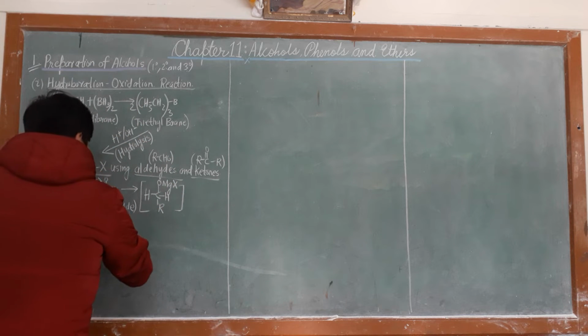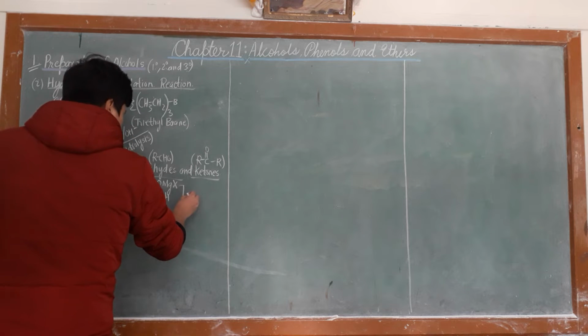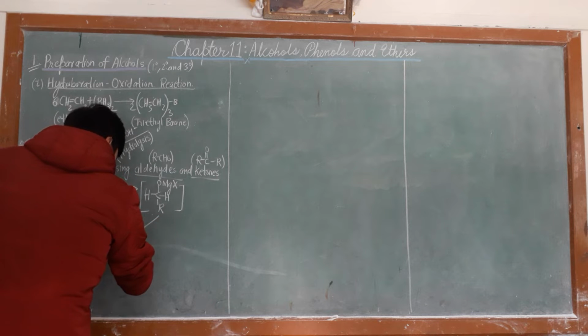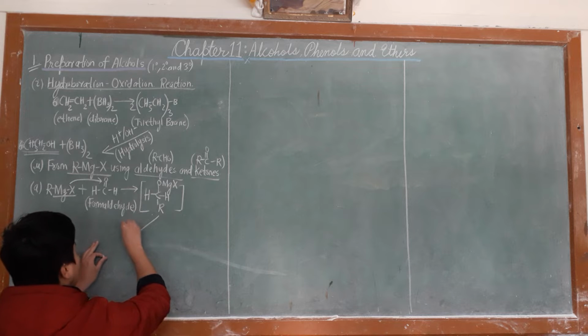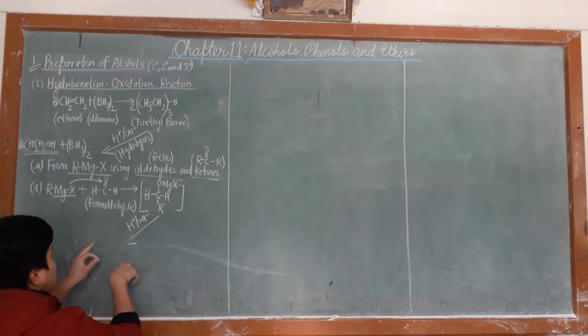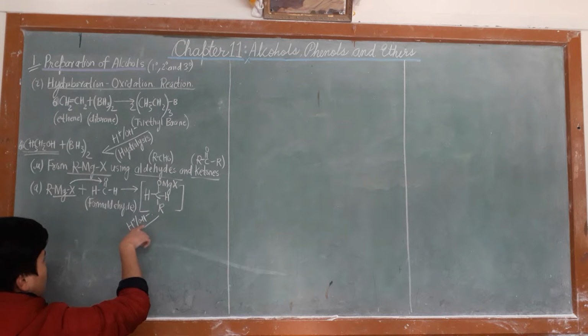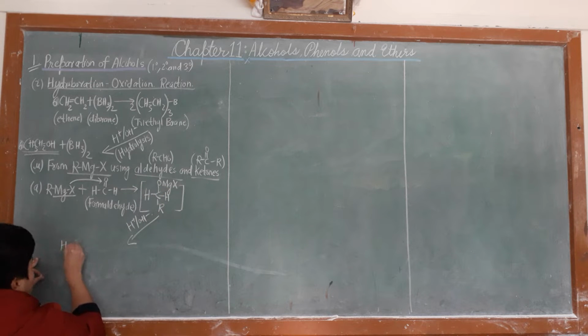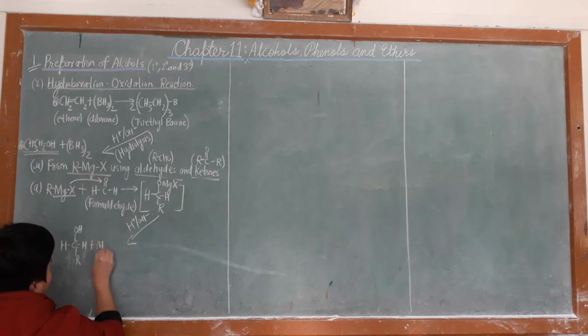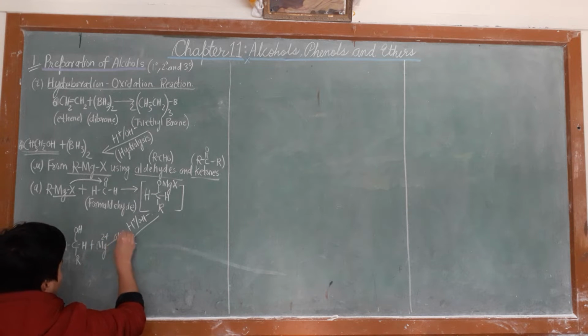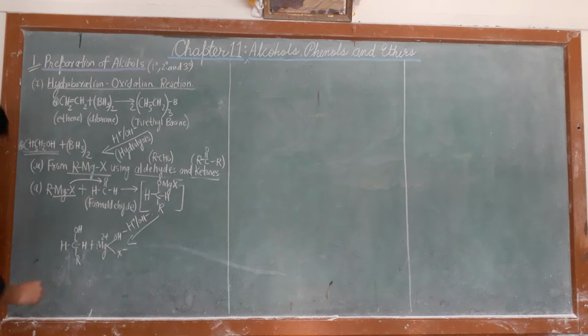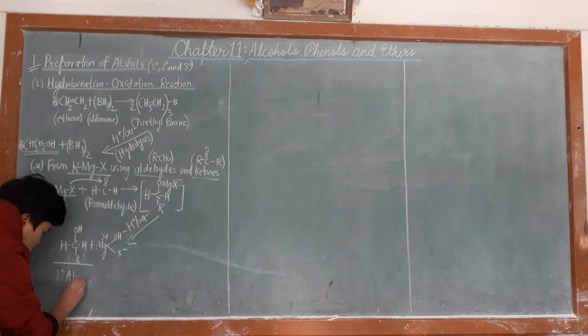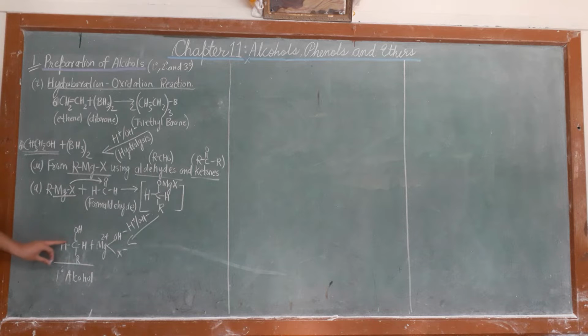Now, when you do the hydrolysis, what you will get is H2O. This OH goes with MgX and this H goes to this particular oxygen. So what you will get is H C OH R H, along with Mg with plus 2 charge, OH negative, X negative. This is your main product, and this is the primary alcohol that you are getting.